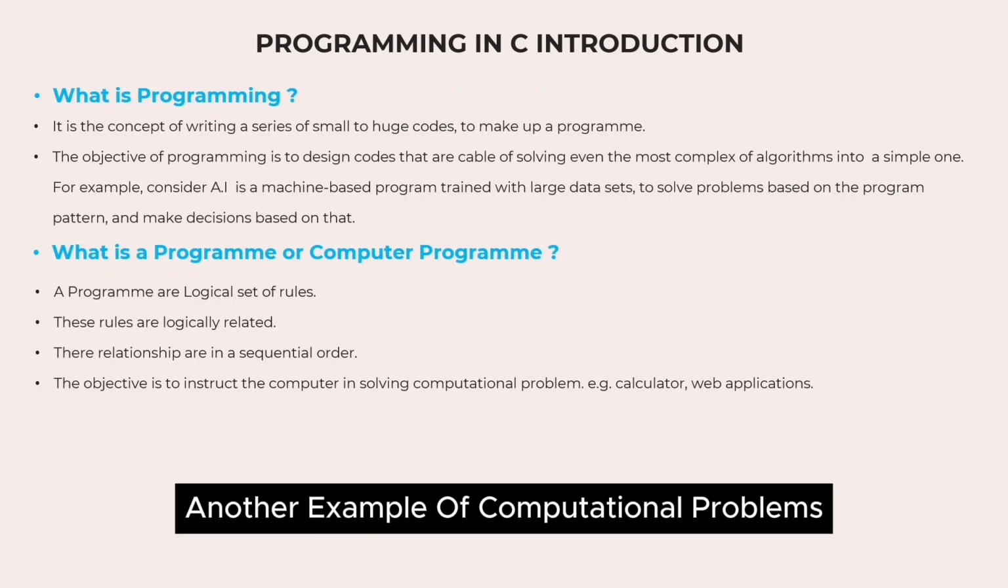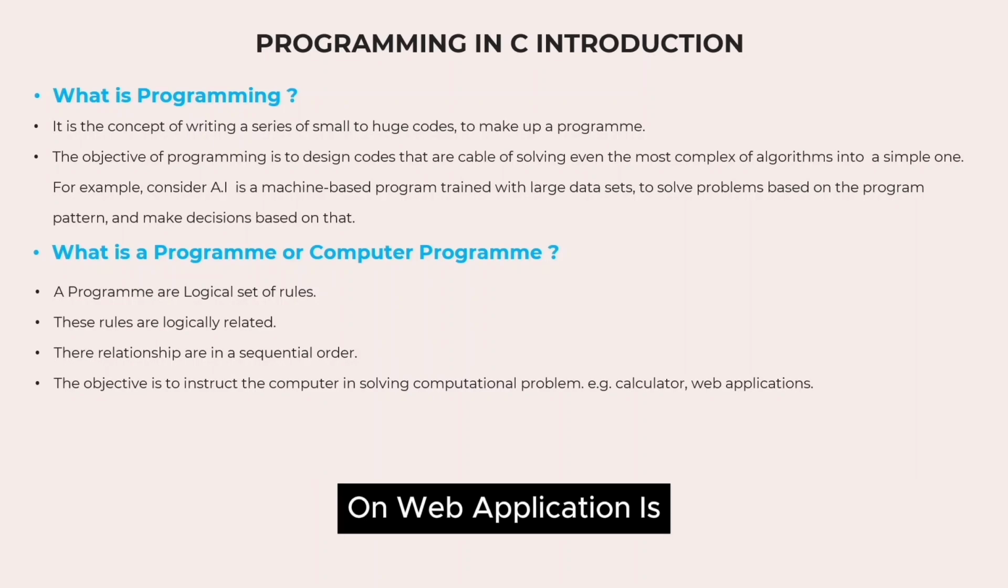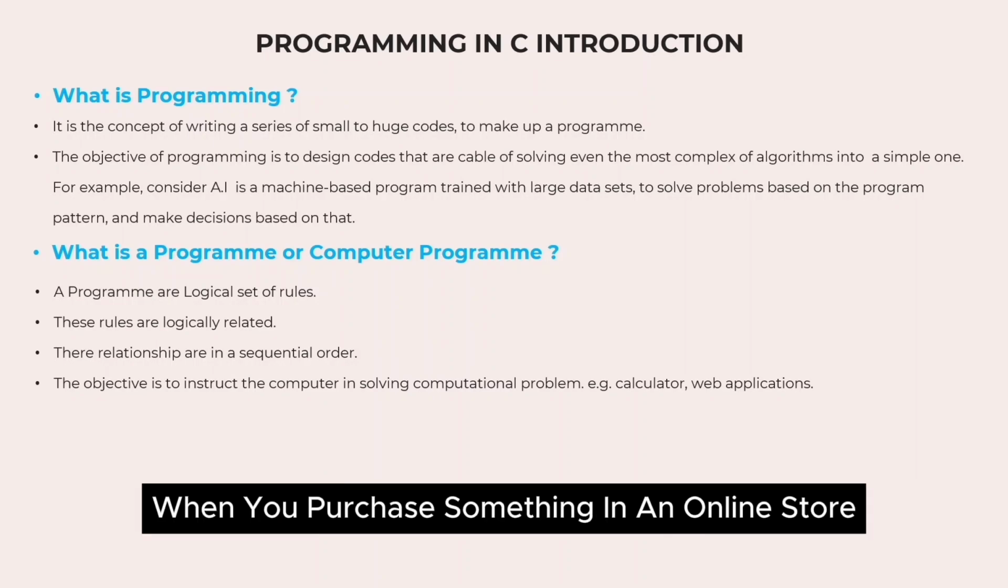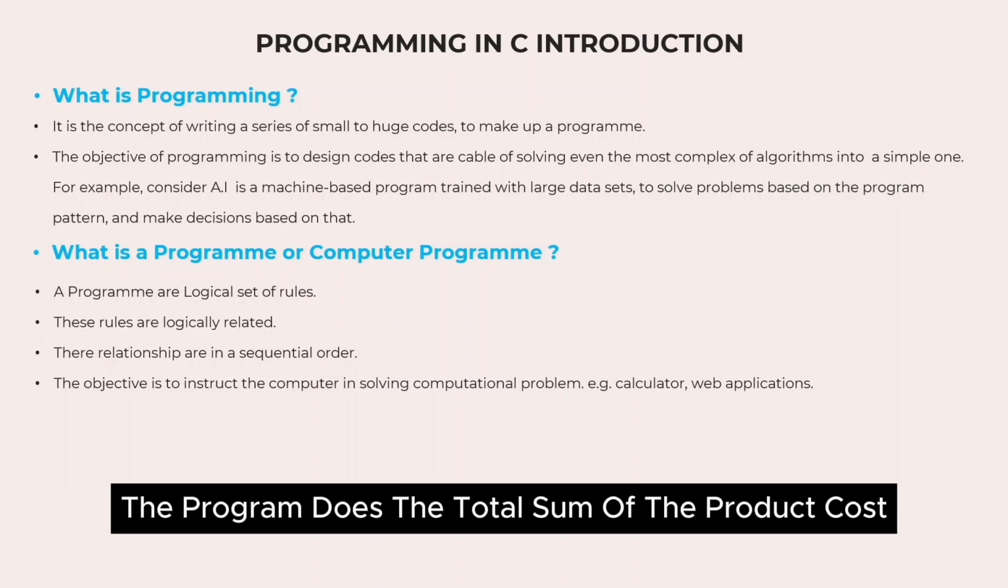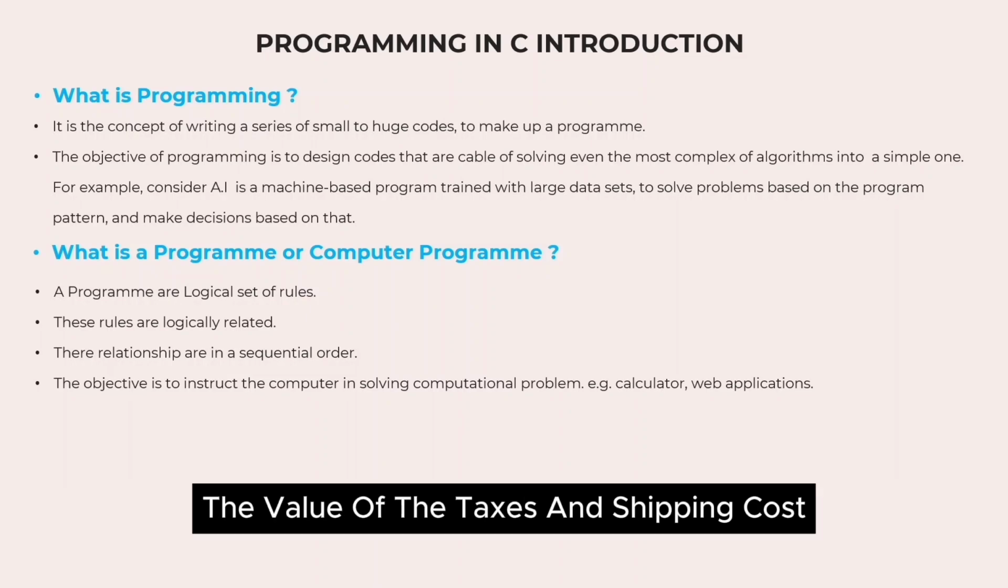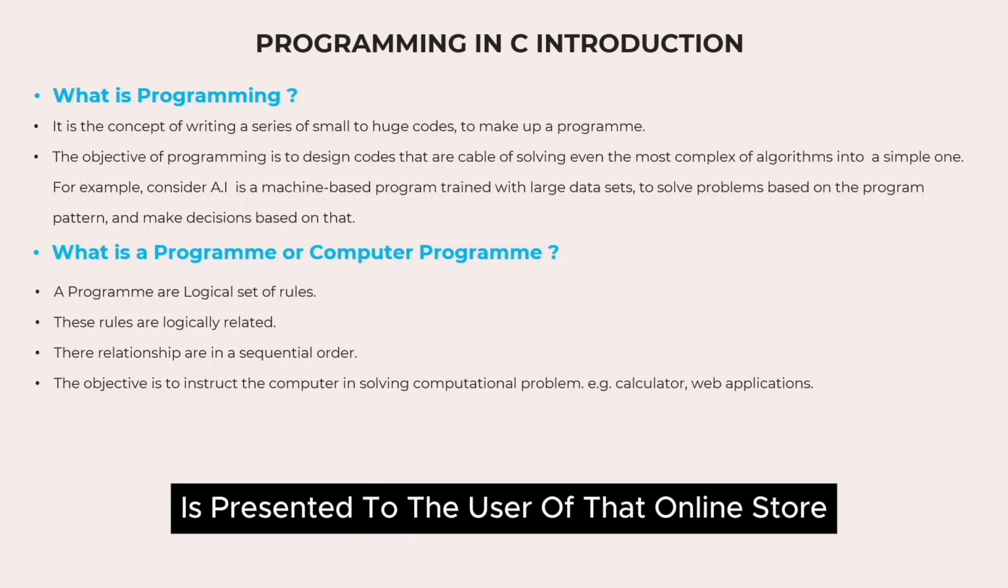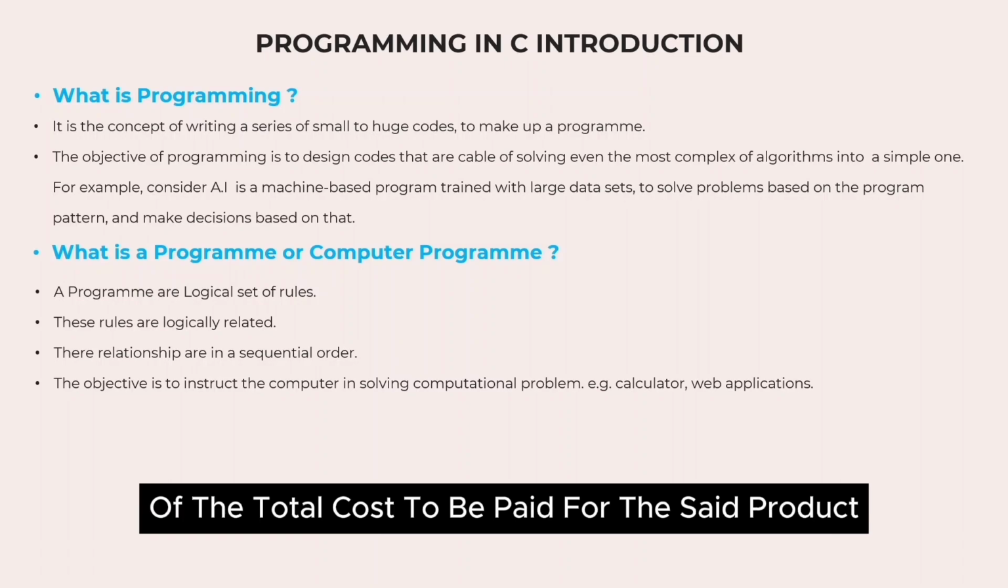Another example of computational problems on a web application is when you purchase something in an online store. The program does the total sum of the product cost, the value of the taxes, and shipping cost, which then is presented to the user of that online store as the total cost to be paid for the said product.